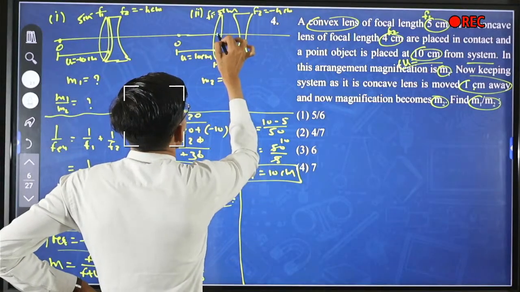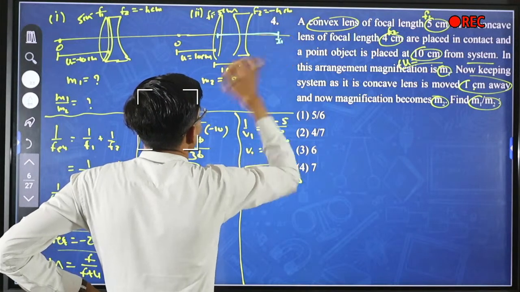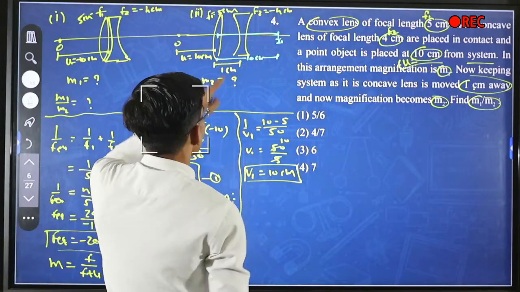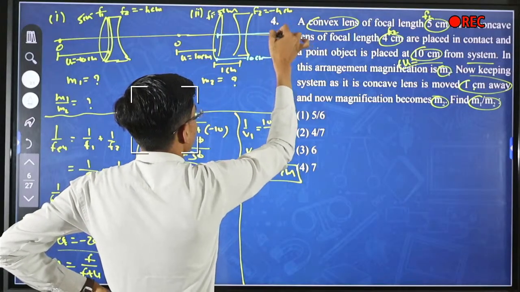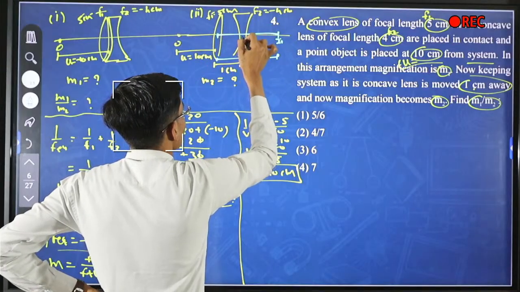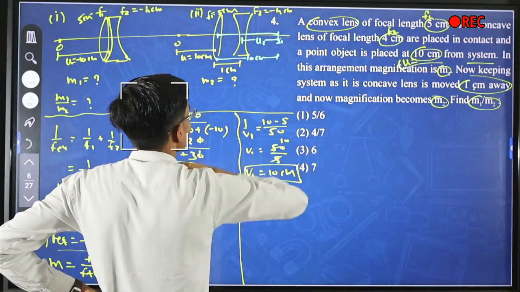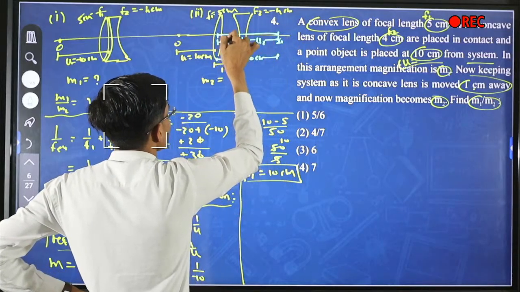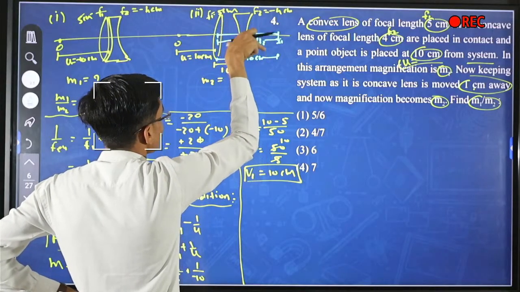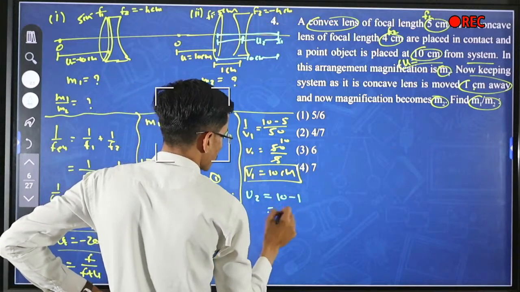So from this lens, 10 centimeter will look like this. Let us say image 1, and the distance between this is 10 centimeter. For this lens, this first image will behave as an object. So the object distance, let us say u2, we have to find. This is 1 centimeter, and subtracting 1 centimeter from 10 centimeter, we get u2. So u2 will be 10 minus 1, so 9 centimeter.